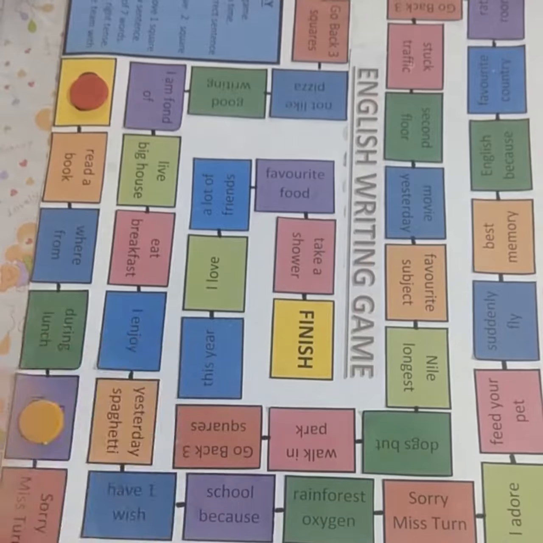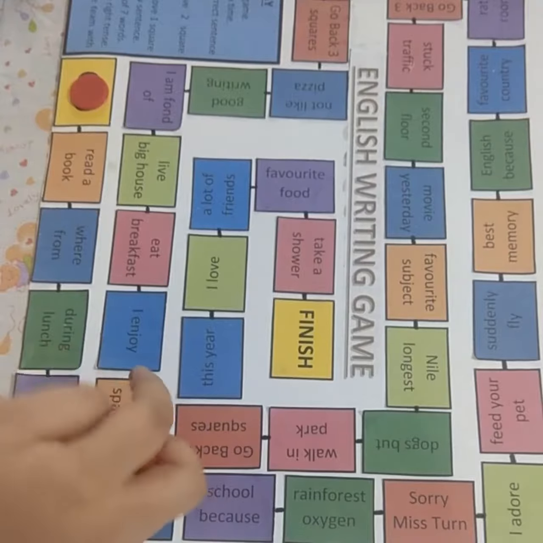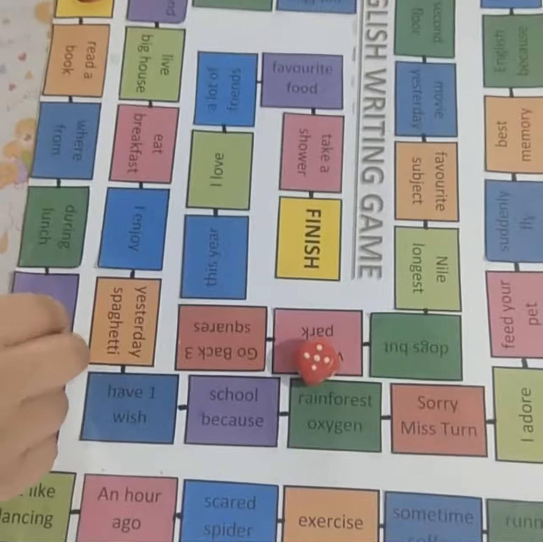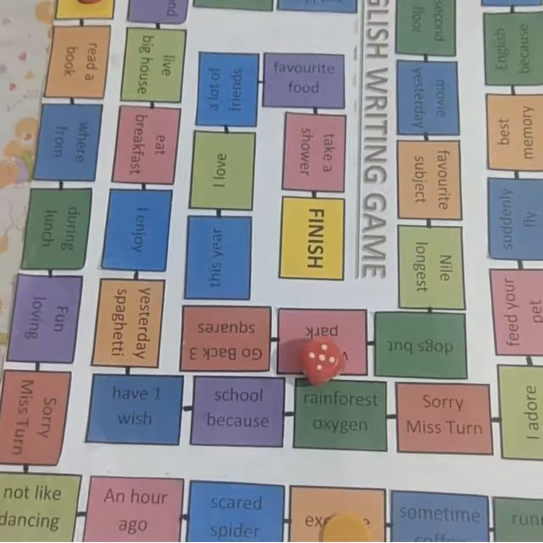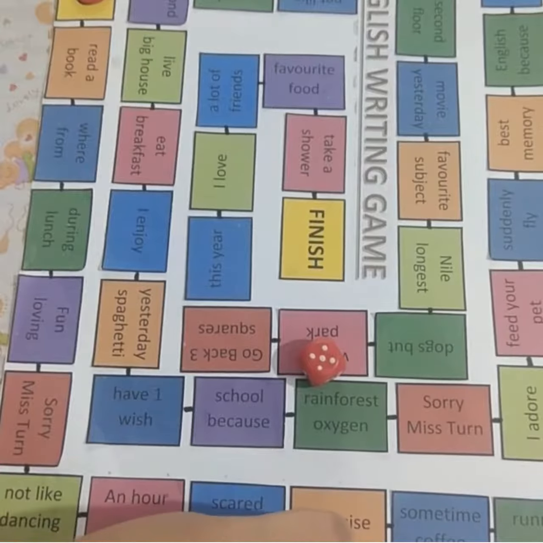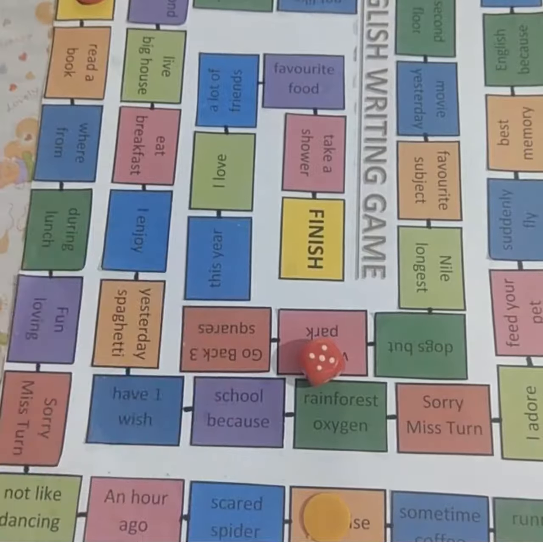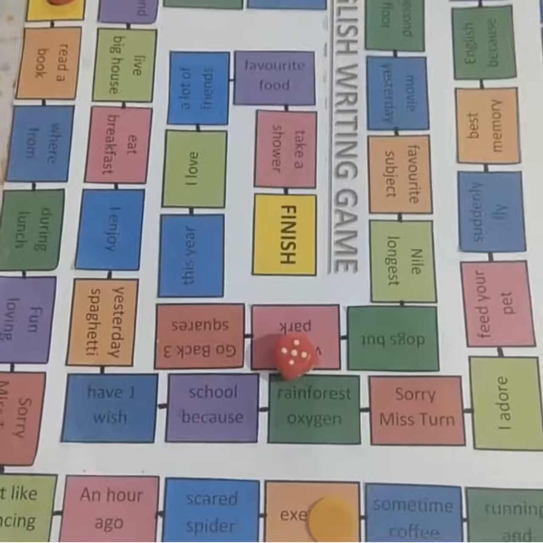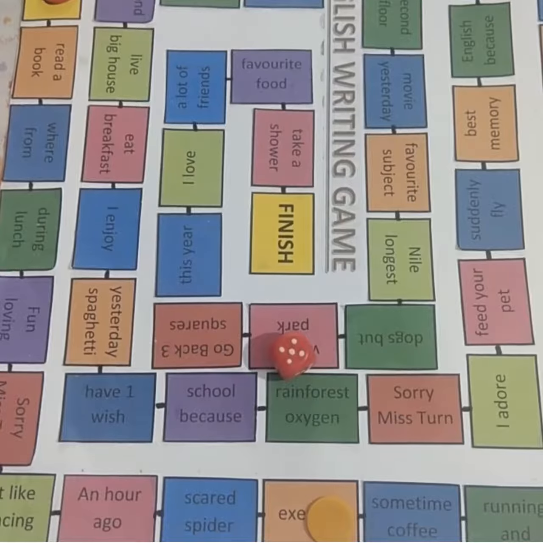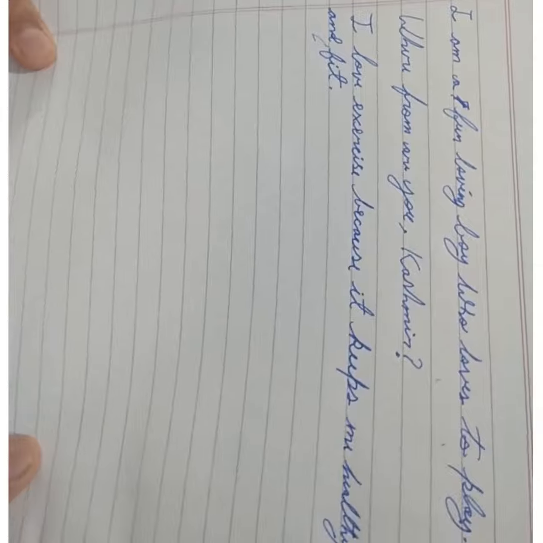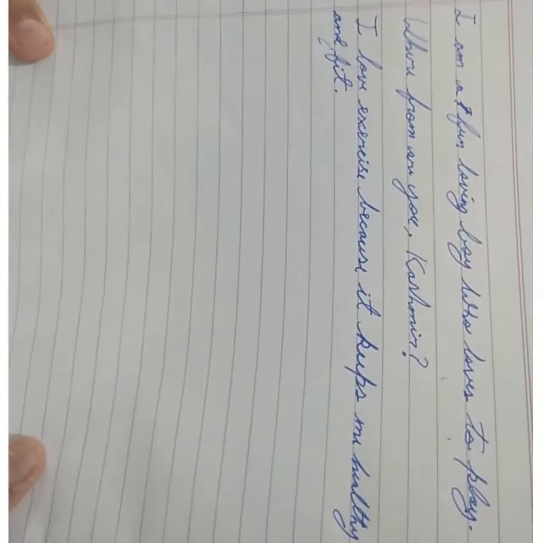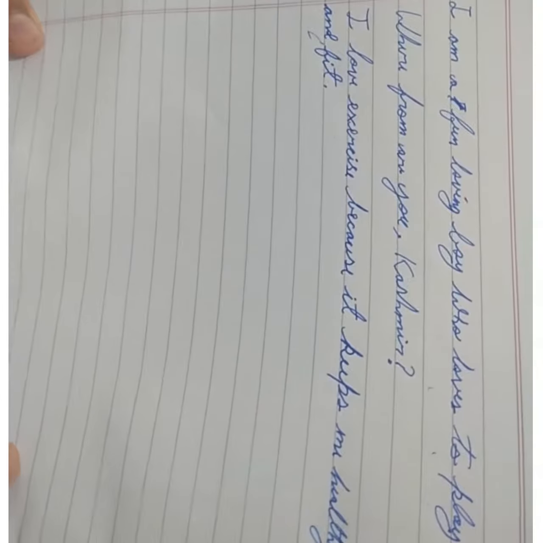Now the first player will get a chance to roll the dice. He got 5, so he will move 5 steps forward. The word is exercise. Okay, so this sentence is grammatically correct also, and it is of 10 words. I love exercise because it keeps me healthy and fit.